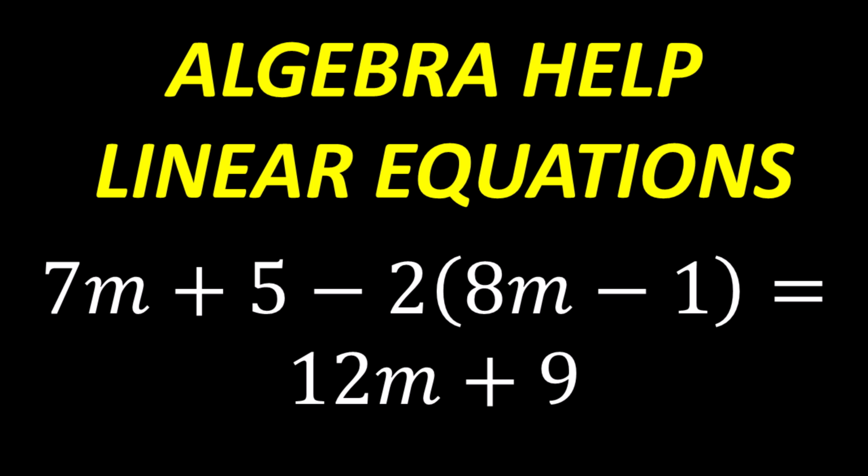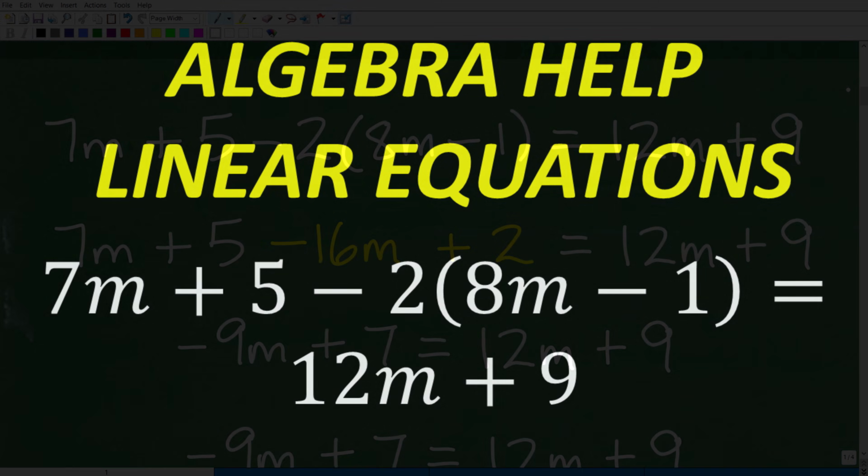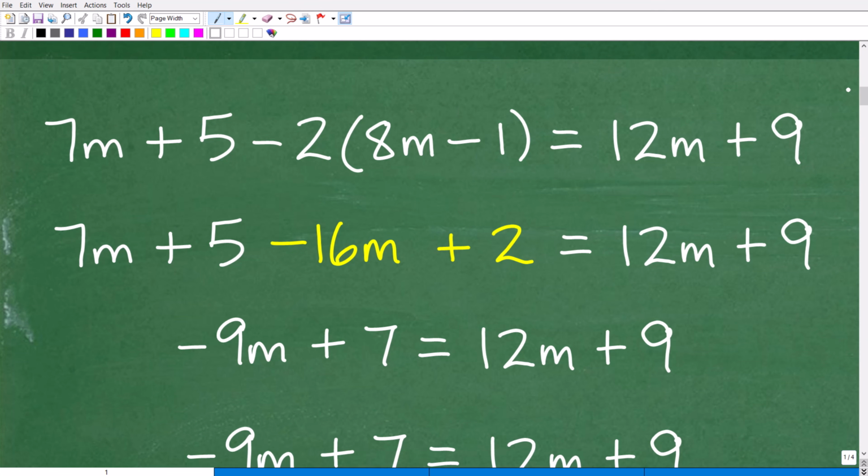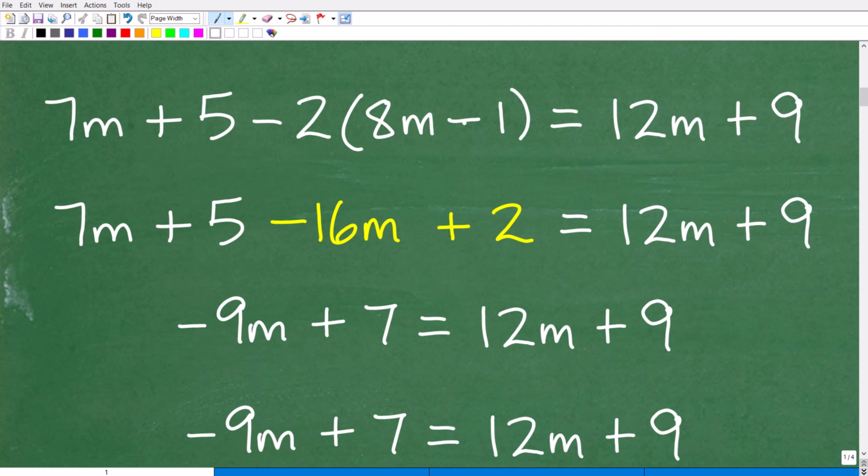But I'm going to teach you exactly how to solve this. We're going to go through this nice and slow, step by step. Here's the problem. Here's a solution. We're going to walk through this one step at a time. Okay, so let's just keep our attention up here with the problem. And we have 7m plus 5 minus 2 times (8m minus 1) equals 12m plus 9.